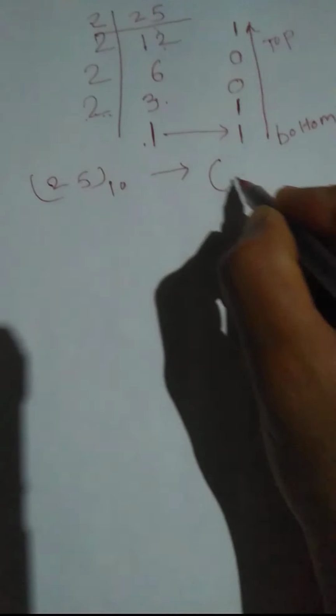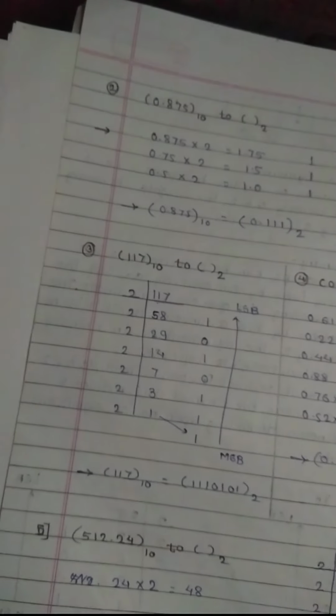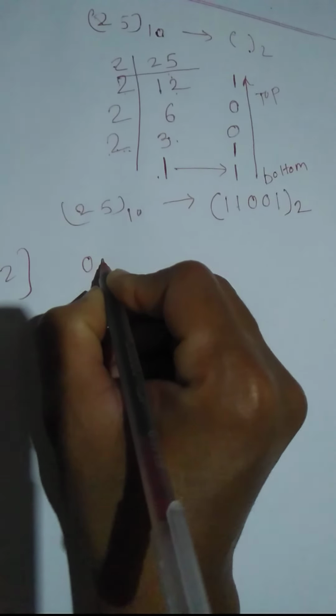That answer is noted: 11001. This is the decimal to binary conversion. We convert that number like this if that number is an integer. The second problem is if that number is a fraction.